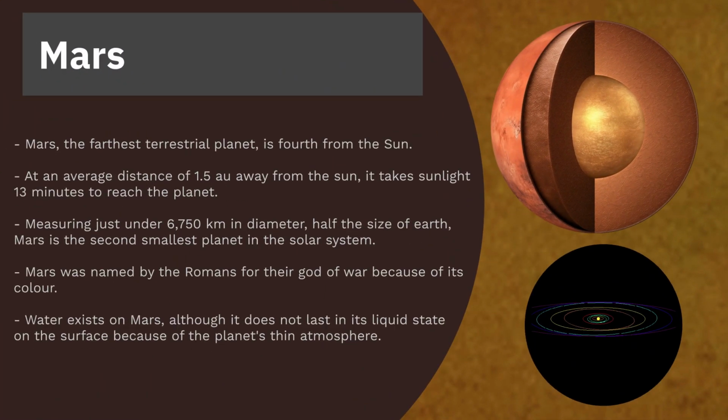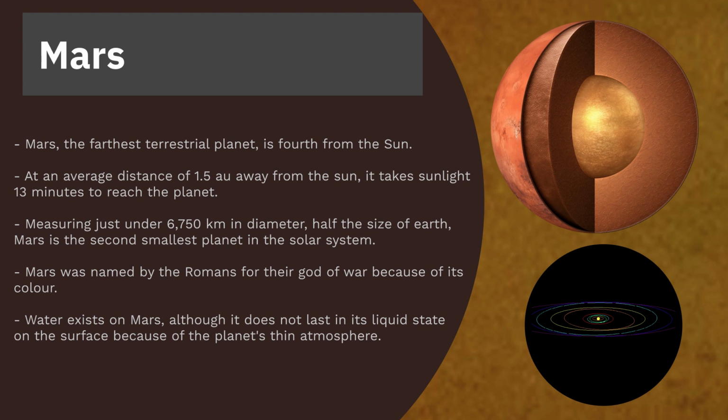Mars. Mars is the furthest terrestrial planet and is fourth from the Sun. At an average distance of 1.5 AU away from the Sun, it takes sunlight 13 minutes to reach the planet. With a diameter measuring about 6,750 kilometers, Mars is about half the size of Earth and is the second smallest planet in the solar system.